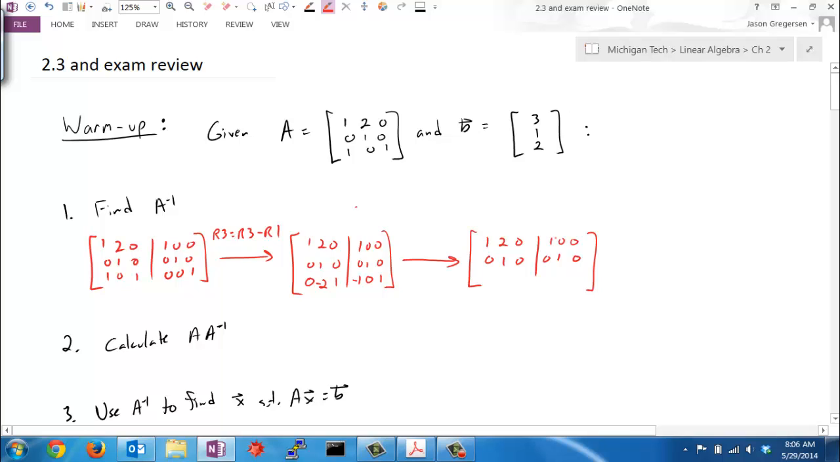R3 plus 2R2. All right, R3 equals R3 plus 2R2. Absolutely, so I can get rid of that negative 2. I'll have 0 here. I'll have 1 here. Negative 1. Then I'll have 0 plus 2 times 1 is 2. And I'll have a 1 here. And my last step, what's my last row operation?